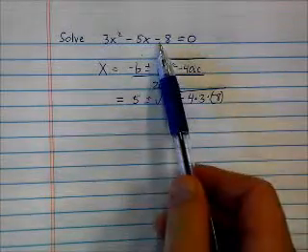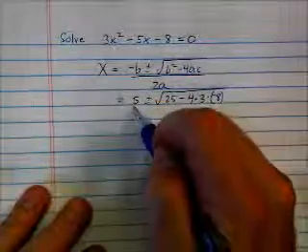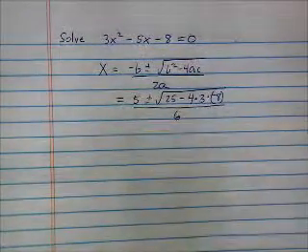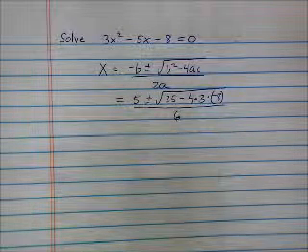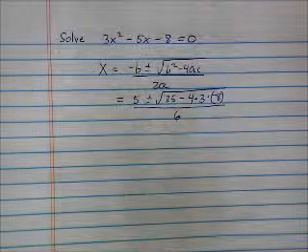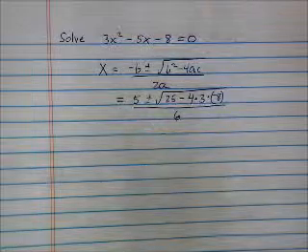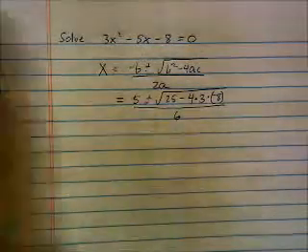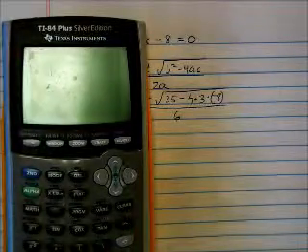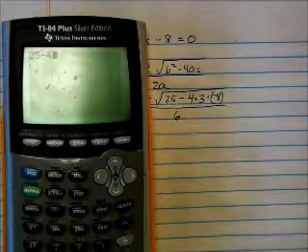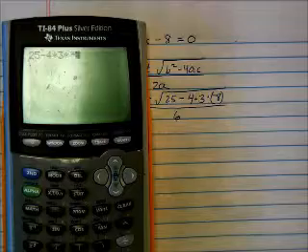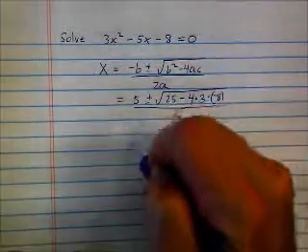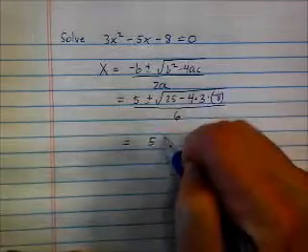All divided by 6. How did I get 6? 2 times 3. A is the number 3. Now all you have to do is take your calculator and clean it up. So I grab my calculator, and I'm going to type in 25 minus 4 times 3 times negative 8. That's 121. So we end up with 5 plus or minus the square root of 121 over 6.